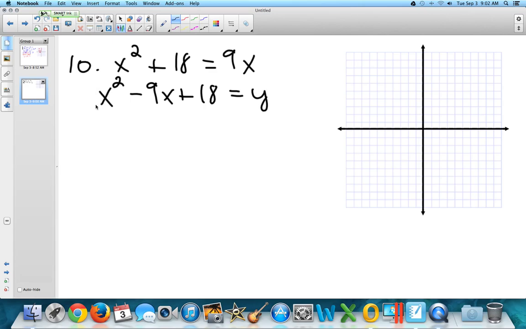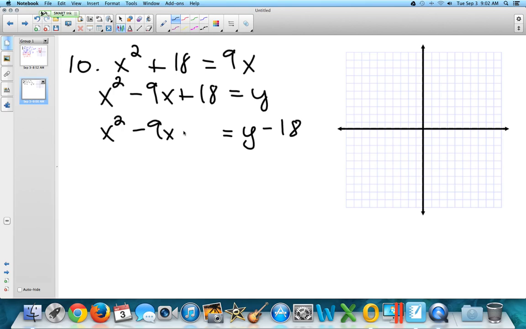Now I look at my leading coefficient, I see that it's 1, so I don't need to do anything funny. So I'm going to move my constant over, so I end up with x squared minus 9x, leave some space, y minus 18. Now this one works out kind of fun. I end up with 9 divided by 2 is 9 over 2. It doesn't come out evenly, so I'm going to leave it as 9 halves.